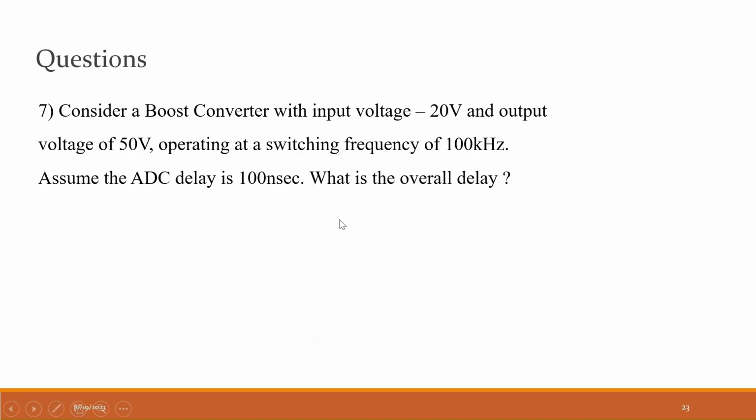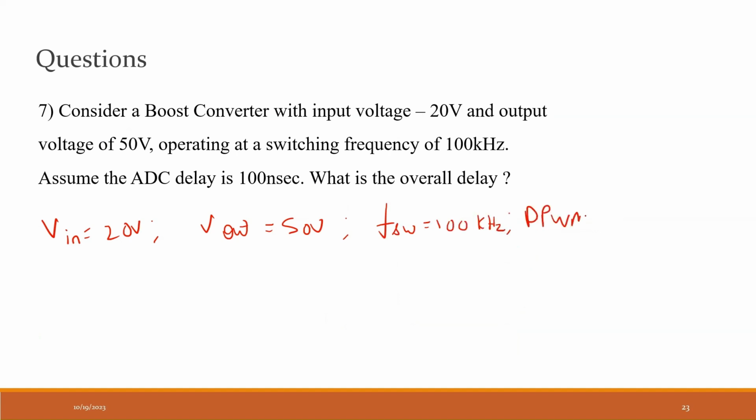Now we will consider a boost converter. This is for finding out the delay, the delay in digital mode. We have a boost converter. V in is 20 volt. V output is 50 volt. Switching frequency is 100 kilohertz. Assume it is in digital pulse width modulation.